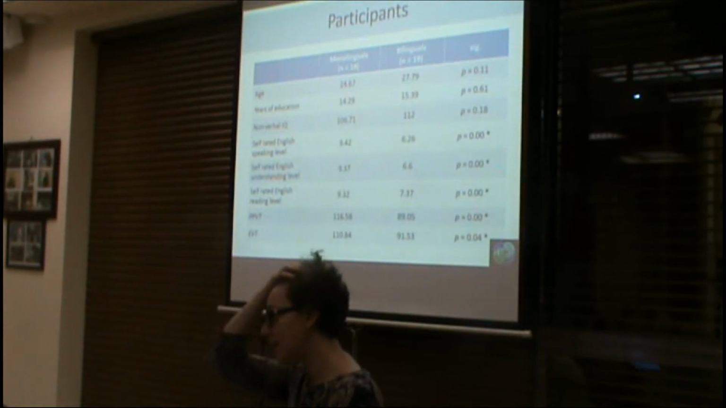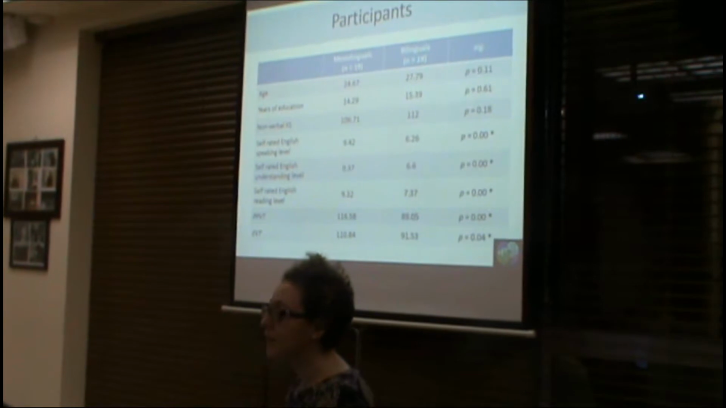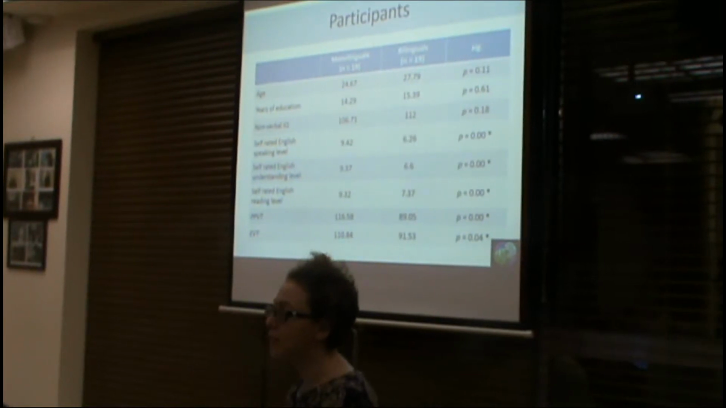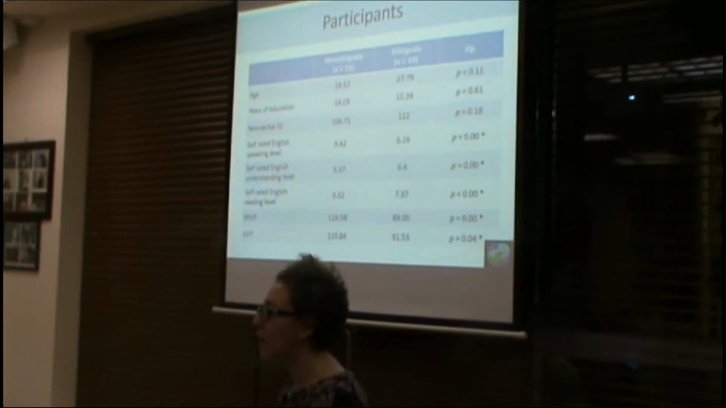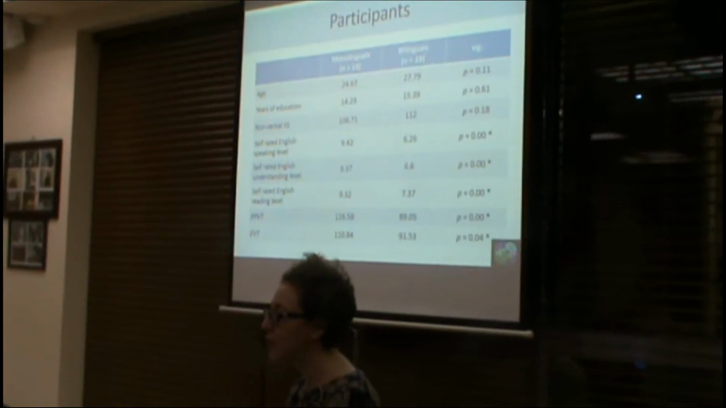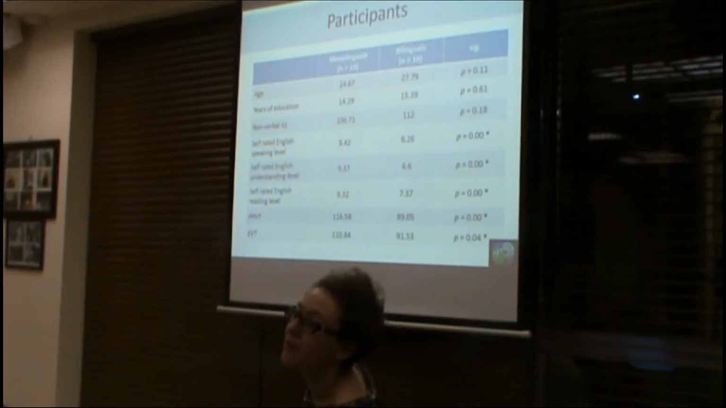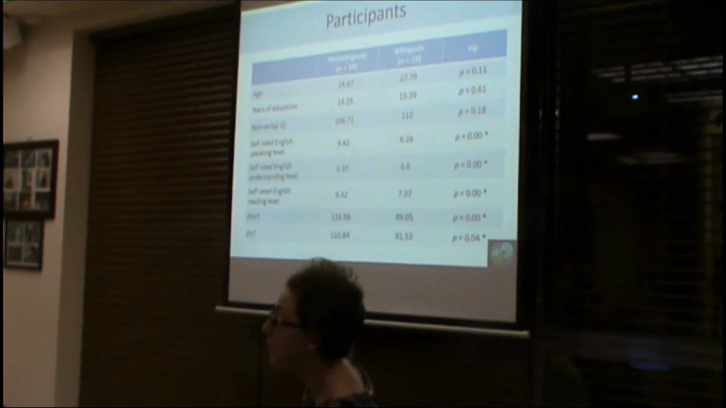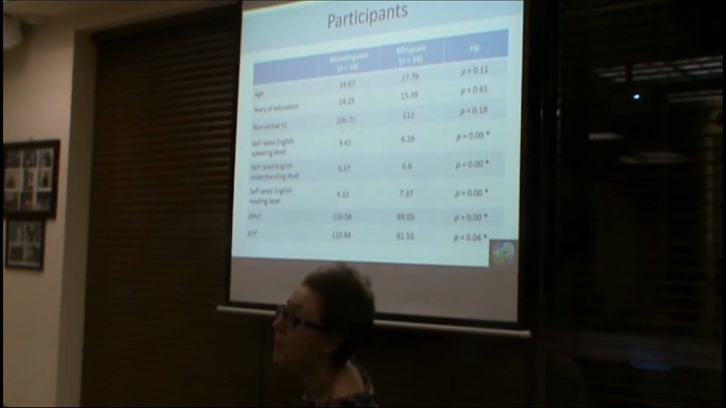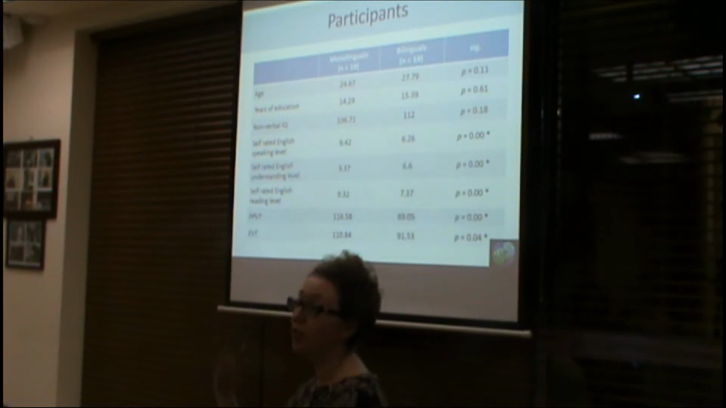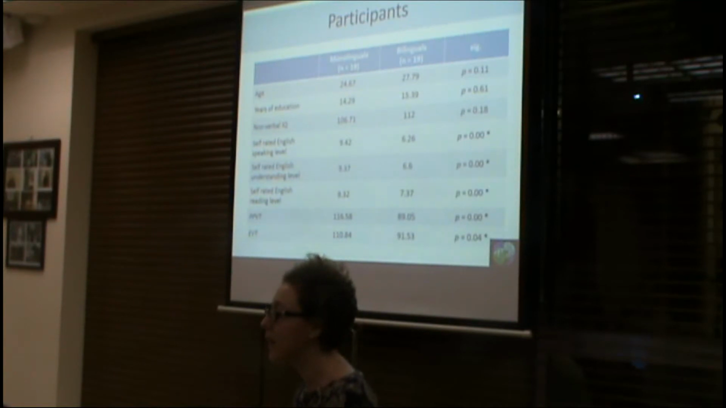So we had 19 monolinguals, 19 bilinguals. And this is a pretty common sort of situation. We tried to match them for age and years of education. But you can see that English-wise, these guys are not doing as well as their monolingual native speaker counterparts. They're doing really well. They're not low by any means. They're just not as good as the monolinguals.